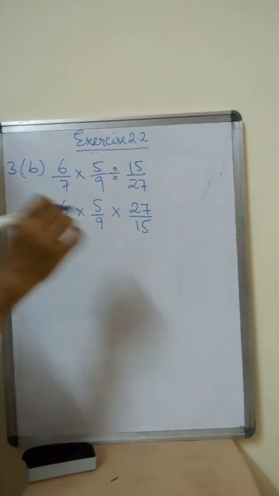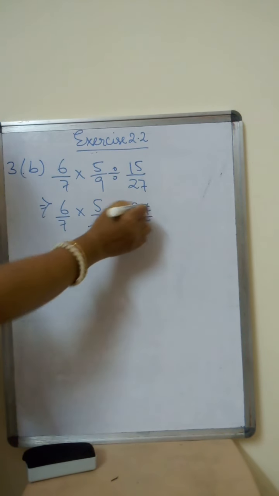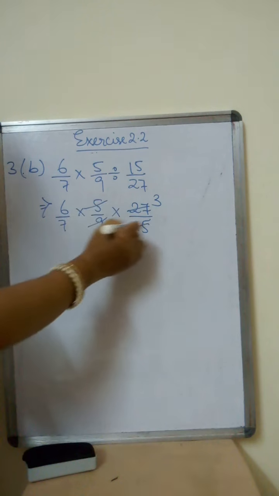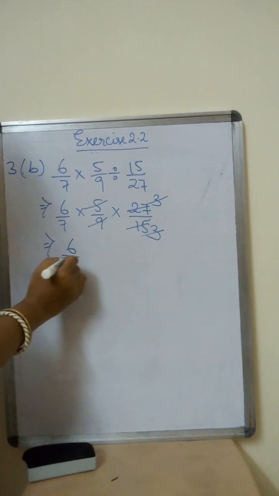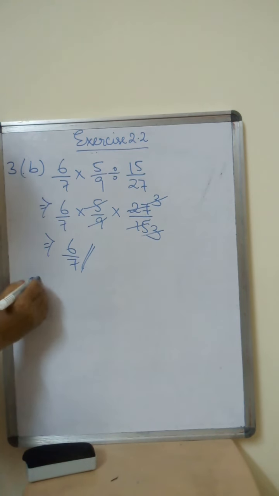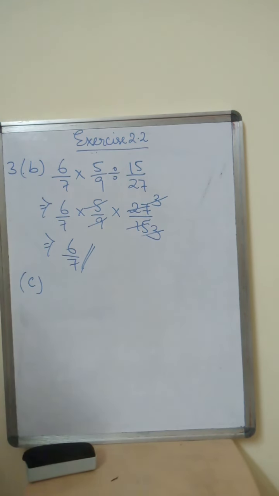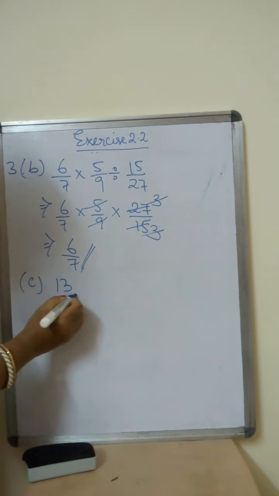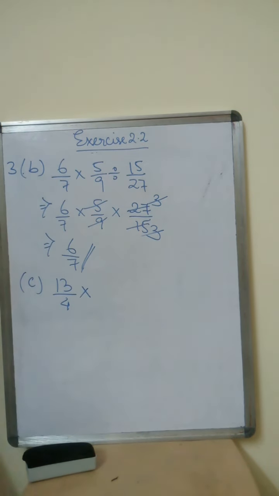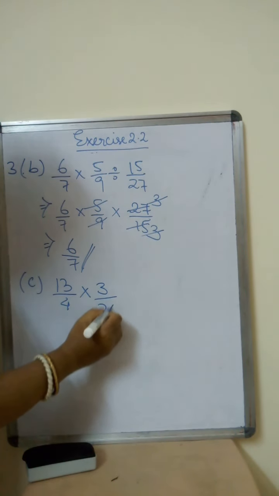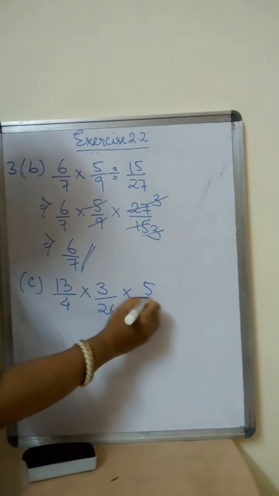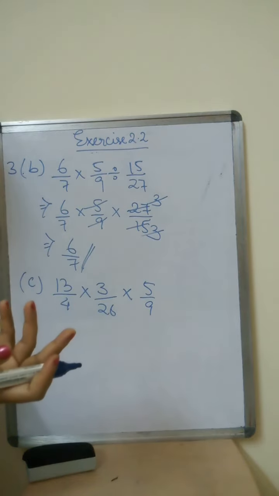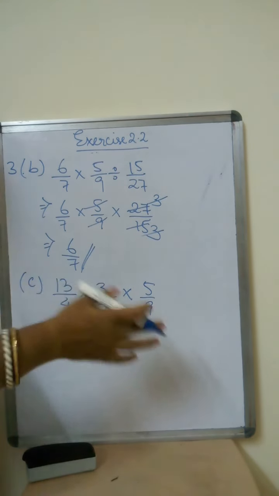So now we do the cancellation. 9 3s are 27, we know. 5 3s are 15. So 3 and 3 get cancelled. What is your answer? Your answer is 6 by 7. Isn't it easy? Yes. So now next is number C. 13 by 4 into 3 by 26 into 5 by 9. So here there is no division sign. We just have to do the cancellation and get the answer.